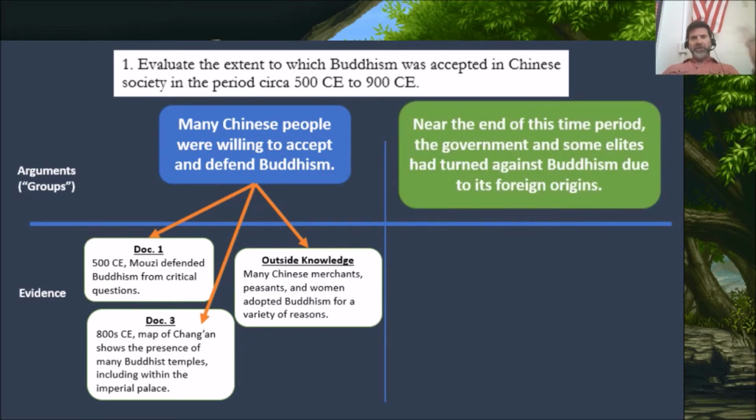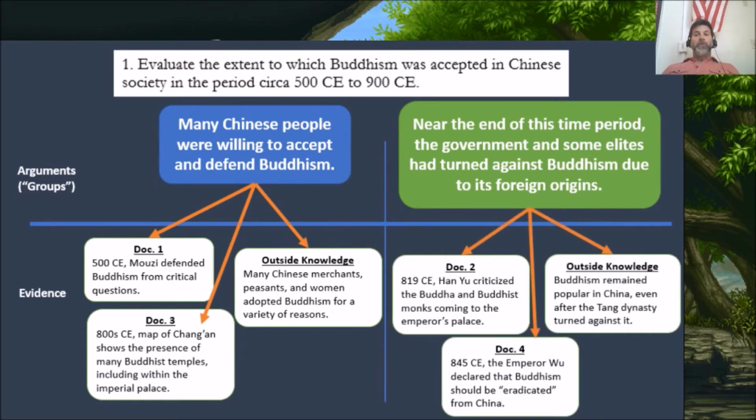Now, we also saw that there was another side to this situation. We saw that toward the end of the time period, in documents 2 and 4, the government and some elites within the government were turning against Buddhism because of its foreign origins. In document 2, we've got Han Yu criticizing the Buddha and Buddhist monks who were coming to the emperor's palace. In document 4, we've got the Emperor Wu declaring that Buddhism should be eradicated from China because it's so un-Chinese and foreign. So once again, 2 documents showing you the same concept and the same sorts of evidence that you could use to support this bigger argument here.